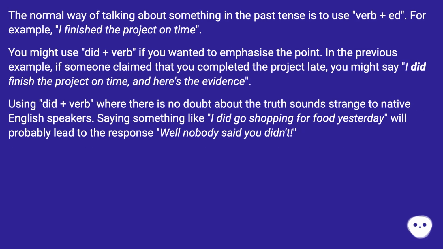The normal way of talking about something in the past tense is to use Verb+Ed. For example, I finished the project on time. You might use did plus verb if you wanted to emphasize the point. In the previous example, if someone claimed that you completed the project late, you might say I did finish the project on time, and here's the evidence.